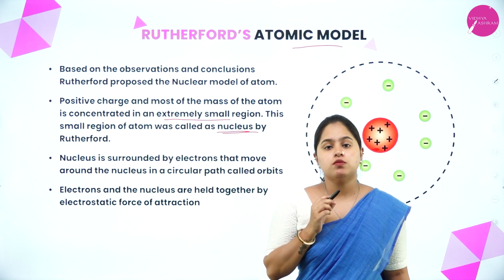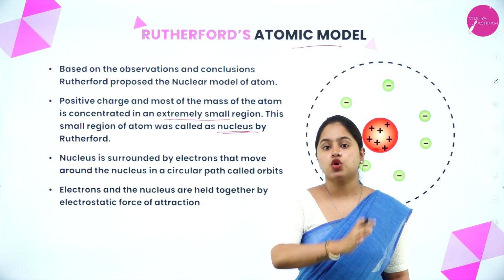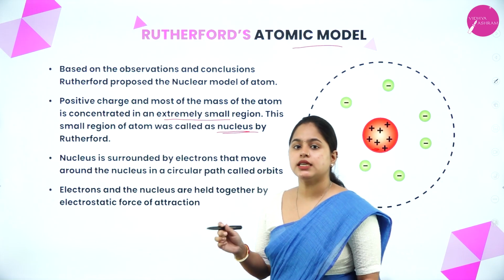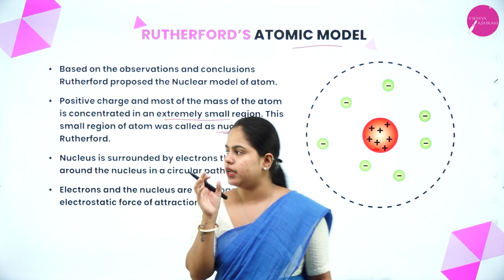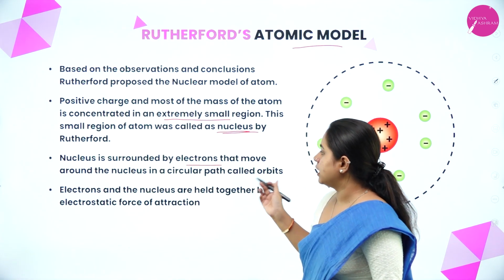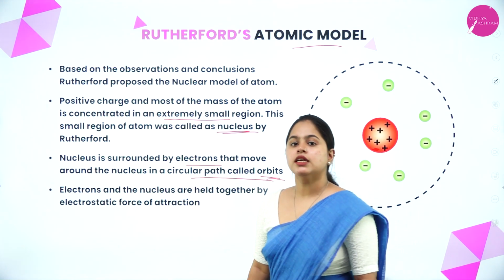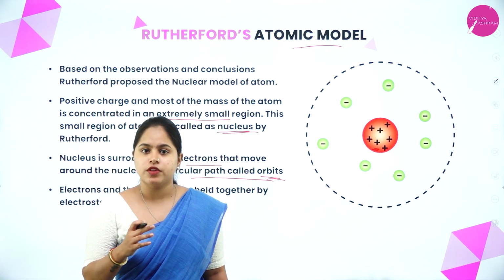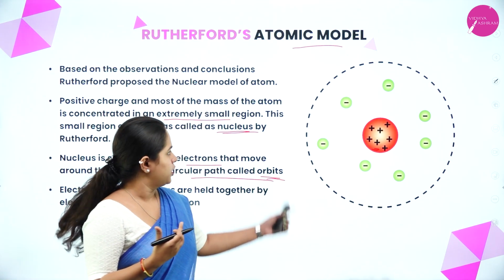So what about Thomson's model of the atom? He considered that the positive charge is spread throughout the atom, right? But Rutherford was able to tell that the positive charge only existed in a very small region, which is called your nucleus. And the nucleus is surrounded by electrons that move around the nucleus in circular paths called orbits. So the nucleus is present, and around it the electrons revolve in circular paths called orbits. You can see here.